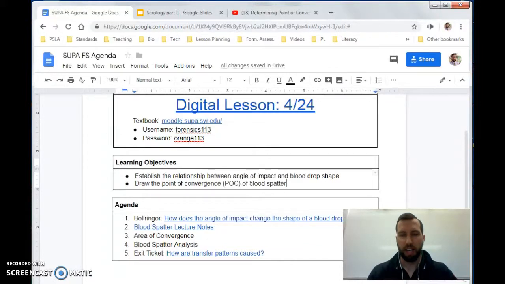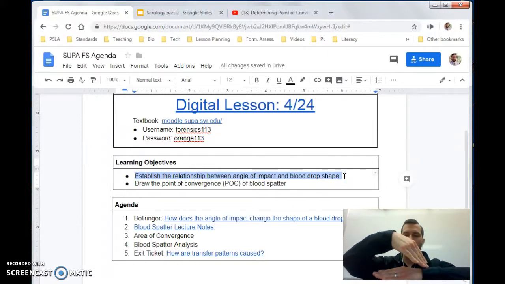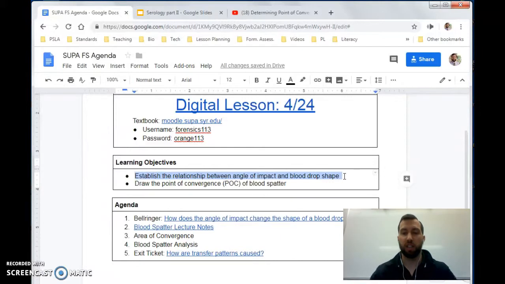Okay guys, I couldn't be in class today, and so I want to give you an introduction into what we're going to be doing today. So first, a review of the learning objectives. Yesterday in class during the lab, we established the relationship between angle of impact and blood drop shape. So basically, depending on the angle that the blood drop hits the ground, whether it's straight down at 90 degrees or at an angle at 45 degrees, that's going to change the shape of the blood drop.